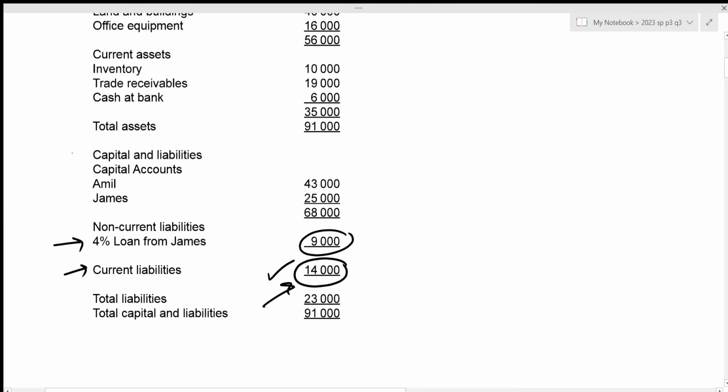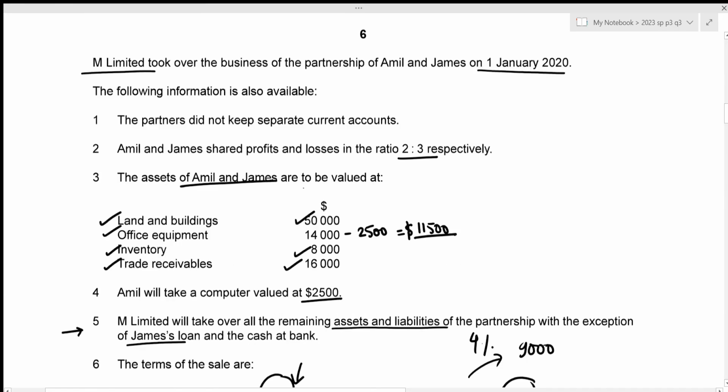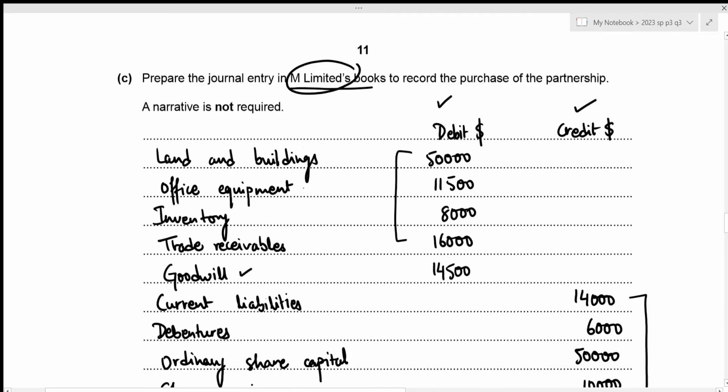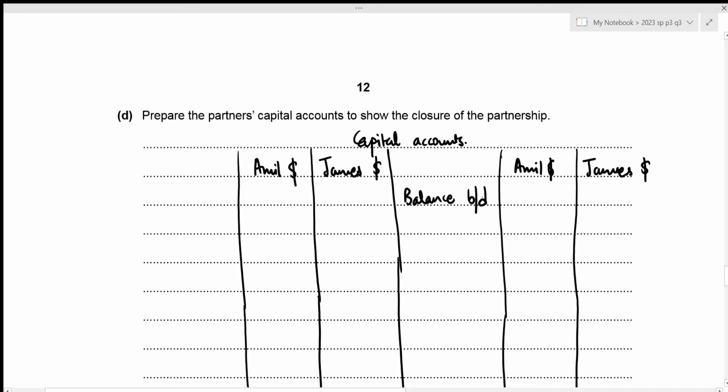Okay, right here we have our capital accounts. Amil has the balance of 43,000 and James has the balance of 25,000. Let's write it down. So that's 43,000 for Amil and 25,000 for James.